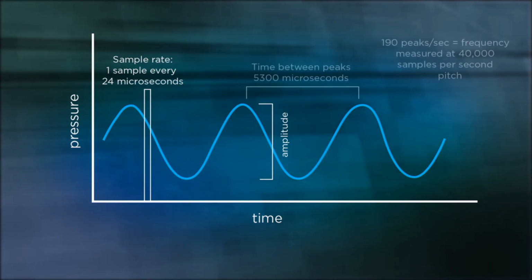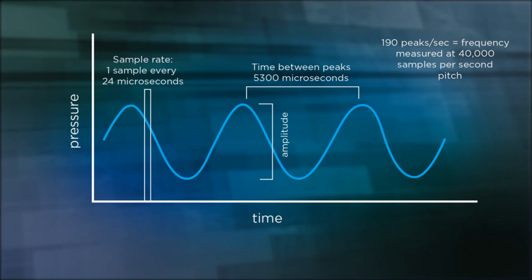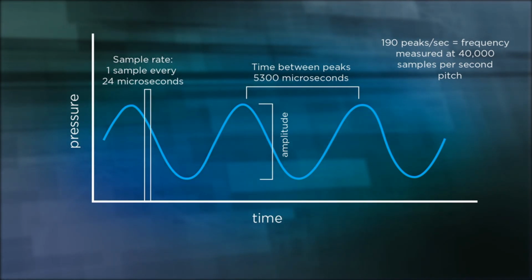The second is the time elapsed between the peaks. The number of peaks encountered per second is called the frequency, and that's what we hear as pitch. Higher pitch, beep, sounds have frequencies like 255 peaks per second.